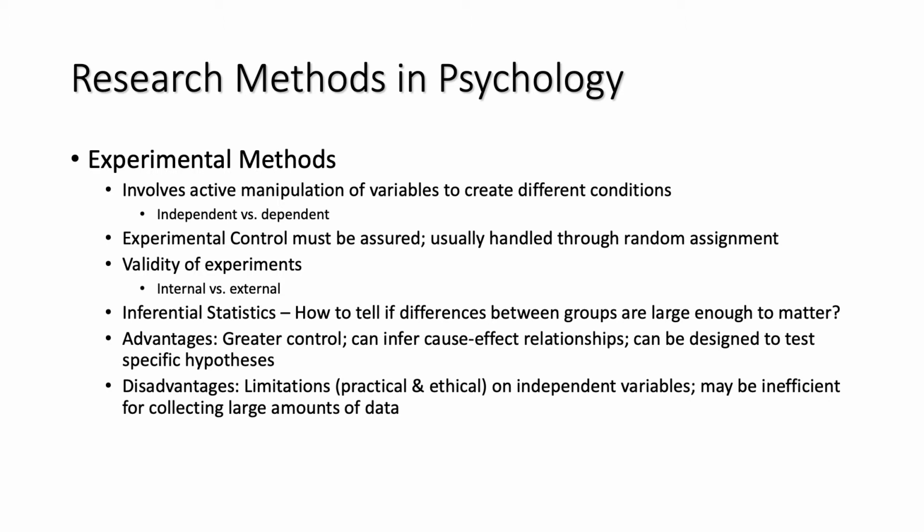So let's use an example. Let's stick with the same one we used last time. If we were interested in the difference between people who drink a lot and people who don't drink a lot of alcohol, to see if their GPAs differ. Now, in the correlational study we described in the last set of slides, we simply went out there and measured how much people drank and what their GPAs were.